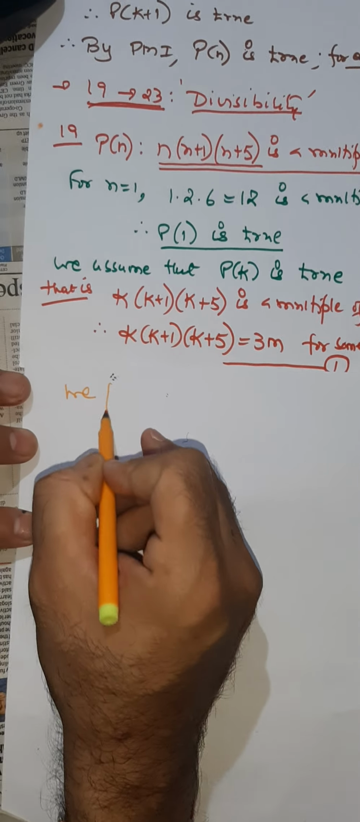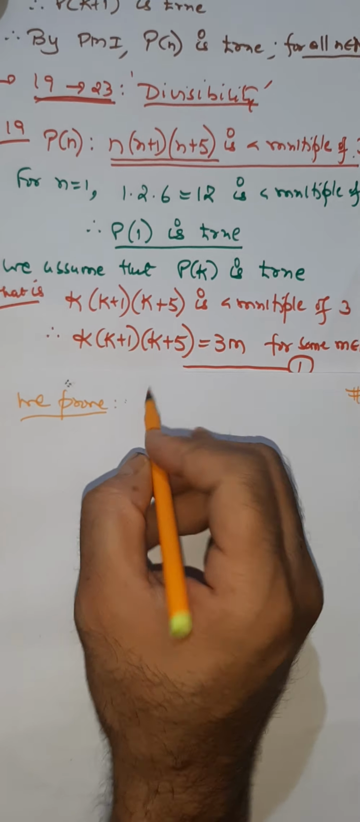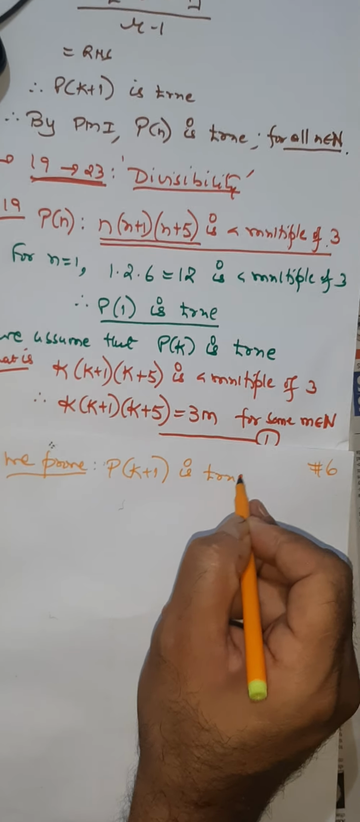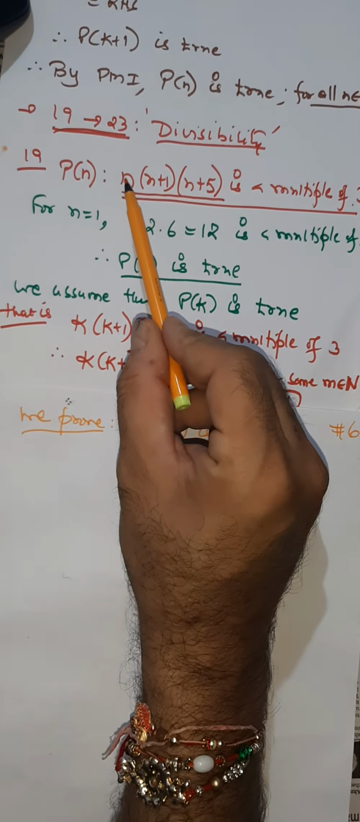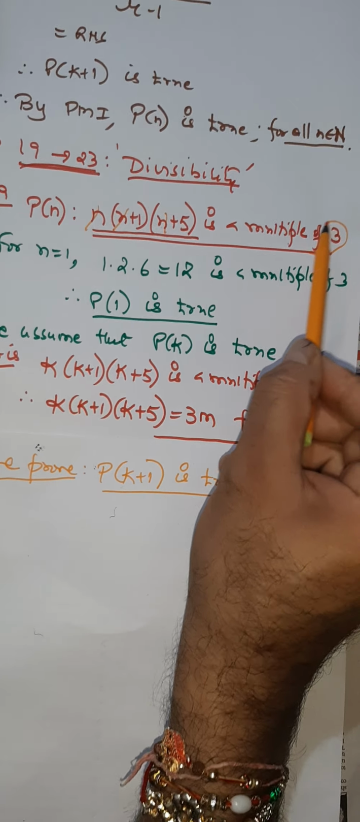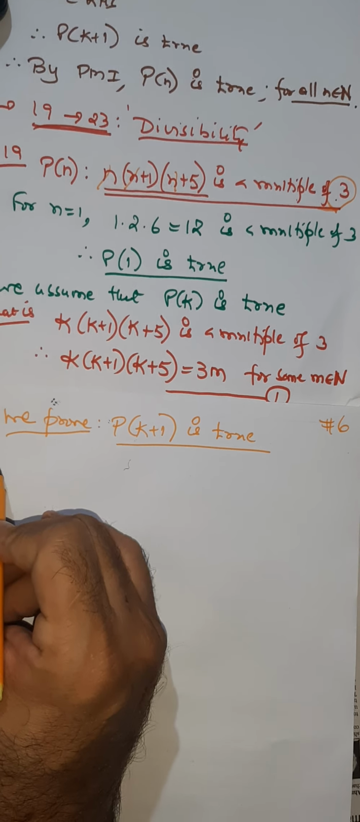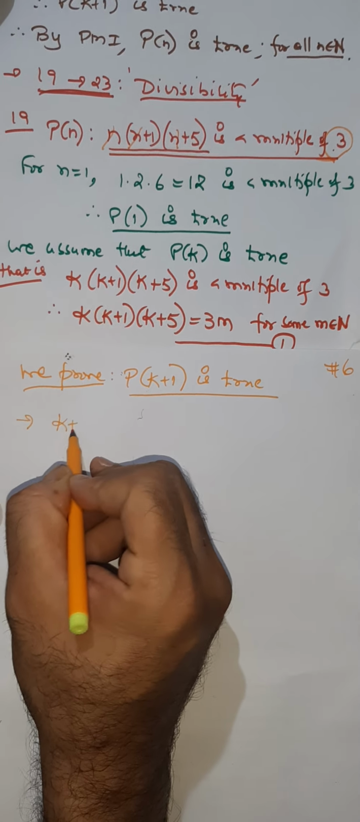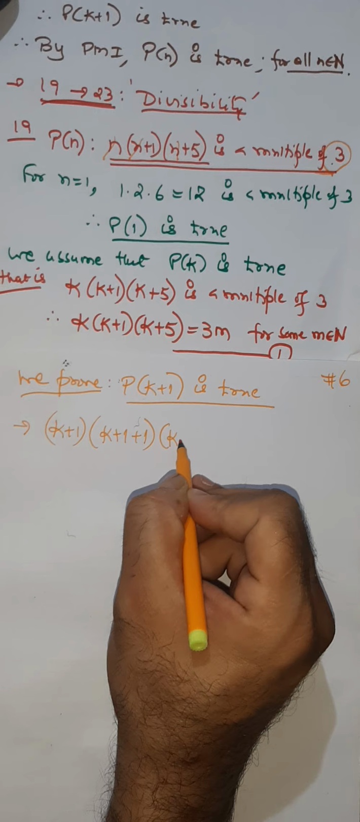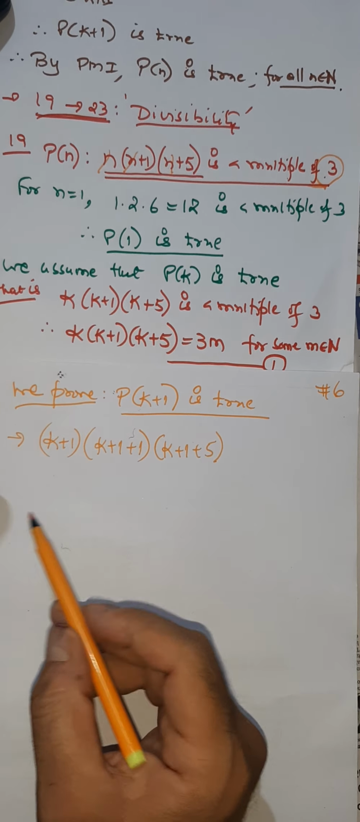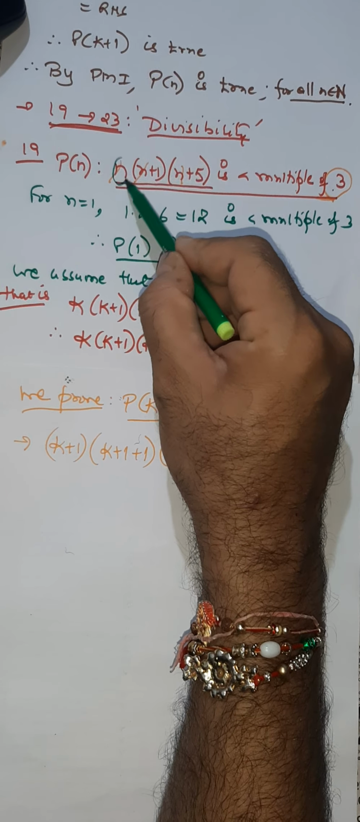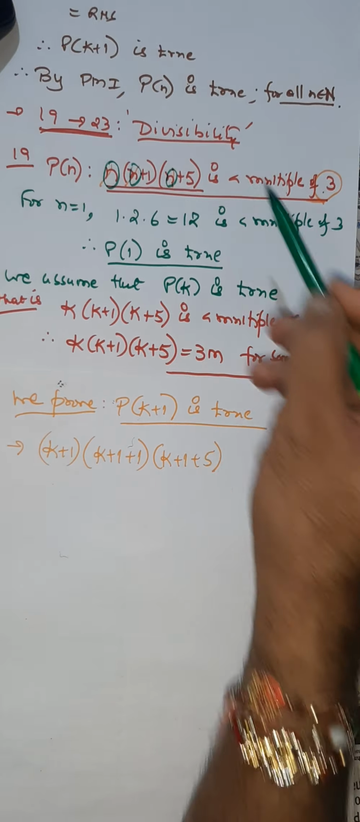So we go for now the proving part. We prove that P of k plus 1 is true. This is what we want to show now. That means here instead of n, if I put k plus 1, then which is also a multiple of 3. Okay. So I'll start with this. k plus 1 into k plus 1 plus 1 into k plus 1 plus 5. What I did, I have just written instead of n, k plus 1.